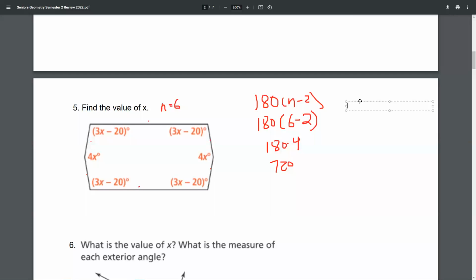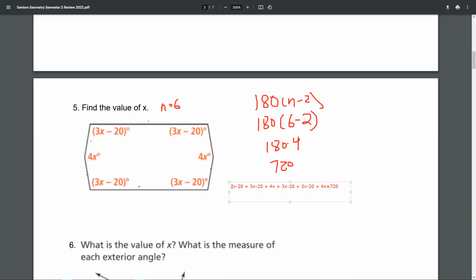So I'm going to do that here. I'm going to start with 3x minus 20 and then go clockwise around. So 3x minus 20 plus 3x minus 20 plus 4x plus 3x minus 20 plus 3x minus 20 plus 4x all equals 720. You add them all up and they equal 720.